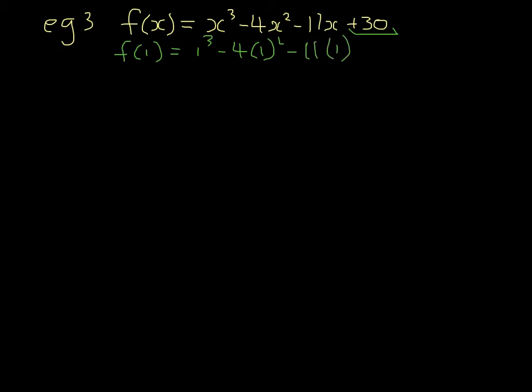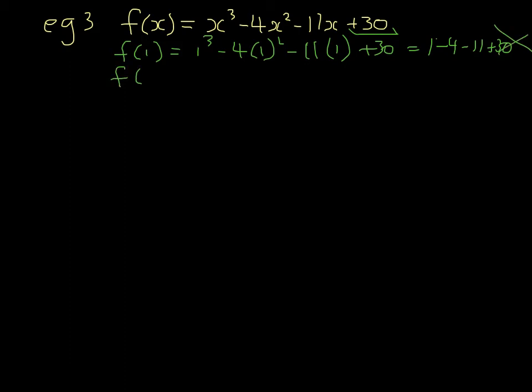Just had to check that because I couldn't read my own writing then. Plus 30, which is equal to 1 take 4 take 11 plus 30. 1 take 4 is negative 3, take away 11 is negative 14, plus 30 is not 0, so we can ignore that one. Very quickly we identify it's not 0.